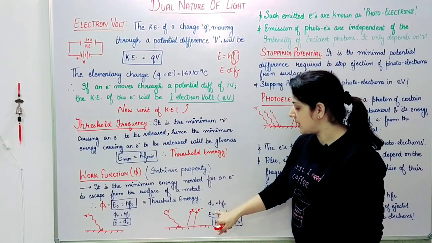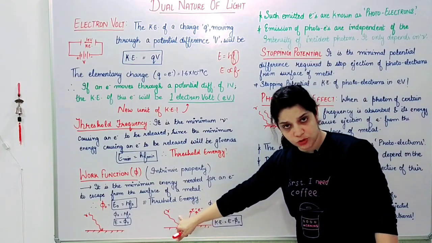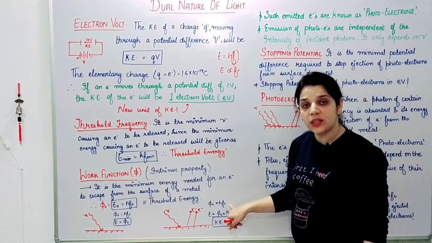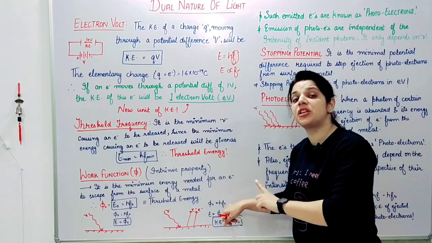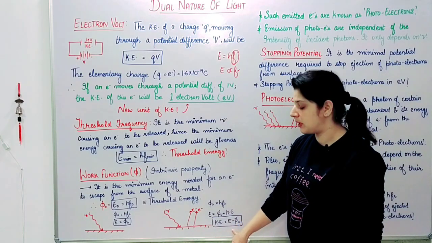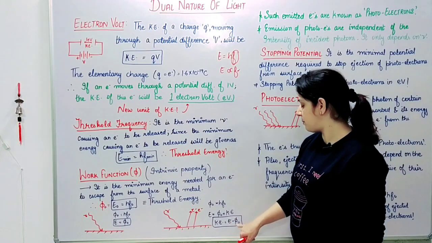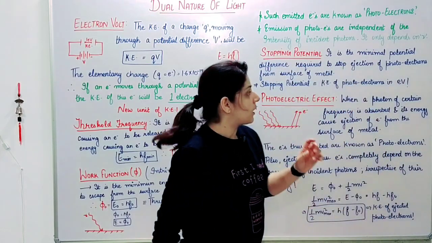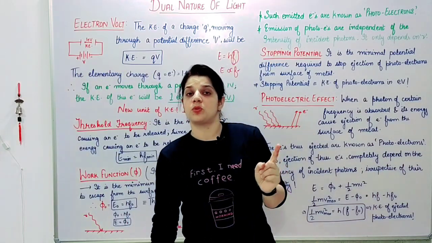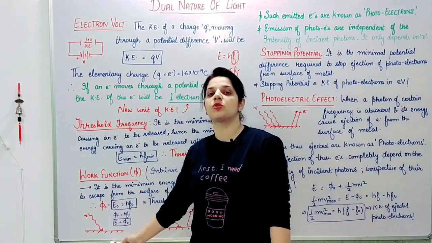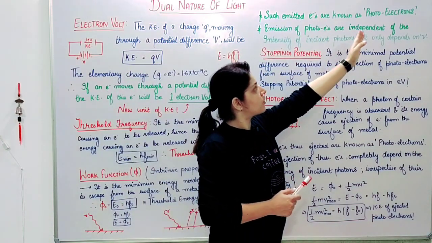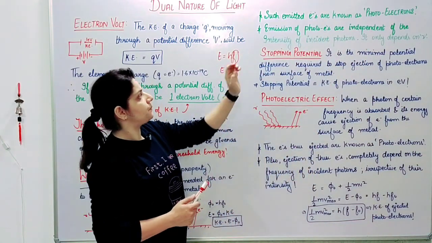But if the energy of these incident photons is more than the work function, the rest of the energy will get converted to the kinetic energy of the ejected electrons. So in that case, the kinetic energy of those ejected electrons will be the absorbed energy minus the work function. Such emitted electrons are known as photoelectrons. Why? Because photons are getting absorbed to eject those electrons. So the source is photons, and we say such emitted electrons are known as photoelectrons.